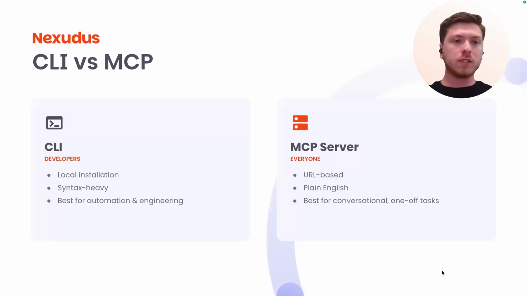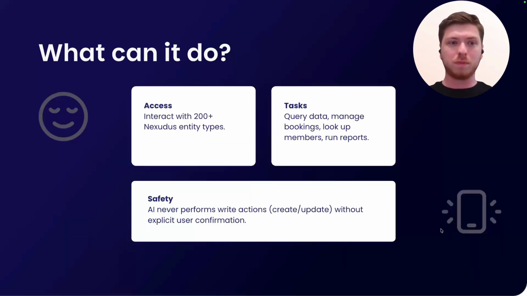It's perfect for your operations team, different managers, or your support staff who just need access to data in regards to Nexus. The takeaway is that the CLI isn't actually going anywhere. It's remaining the best choice for automation, but the MCP server opens an entirely new way for you to access Nexus data and your various workflows.